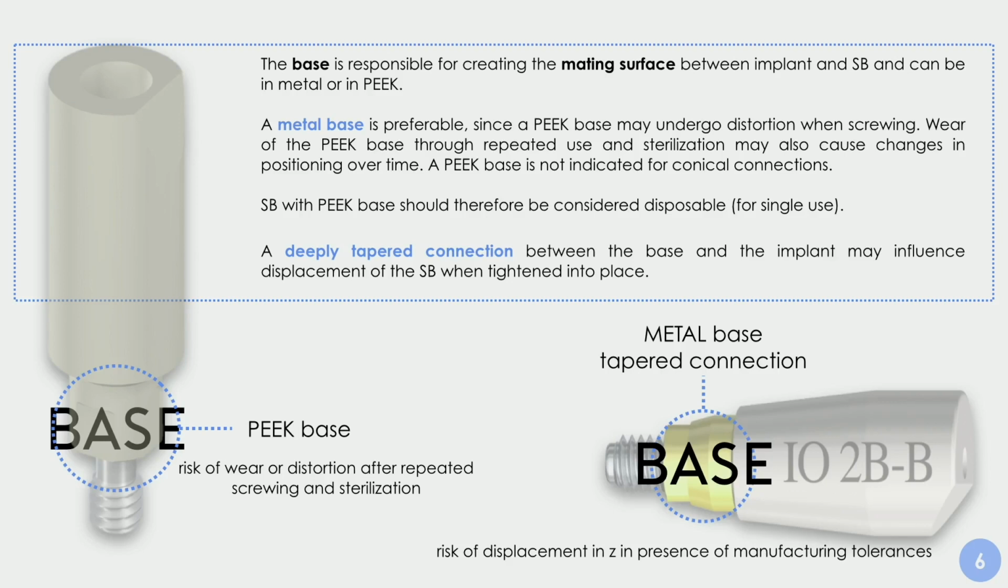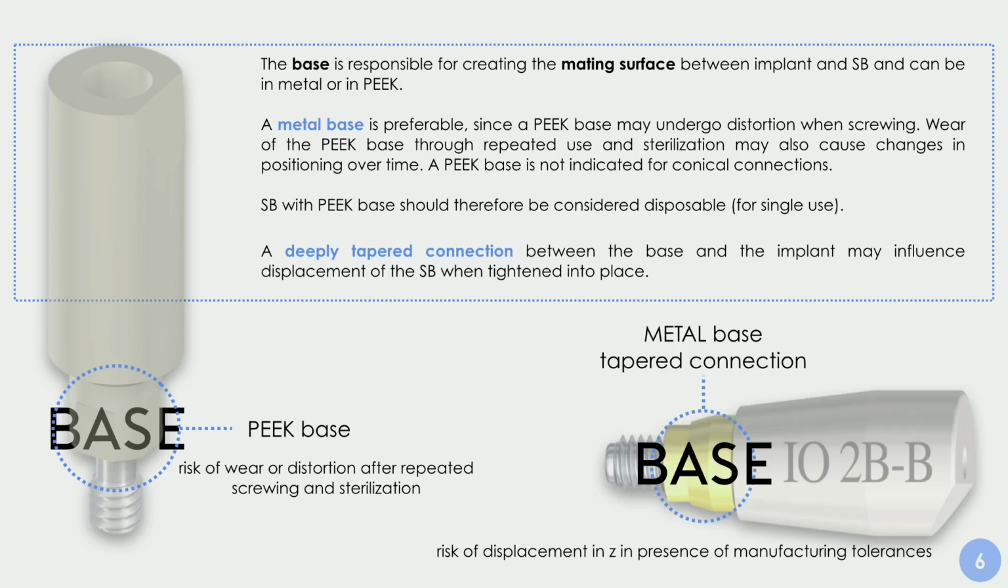Let's talk about the base a little bit. Let me say that the base is responsible for creating a mating surface between implant and scan body, and can be metal or PEEK, but I prefer metal because, of course, metal versus metal is much better than metal versus PEEK. So, considering that the implant connection is in metal, if we use a scan body with a PEEK base, we need to consider that probably there will be a distortion of the PEEK base, and we cannot use it too many times.